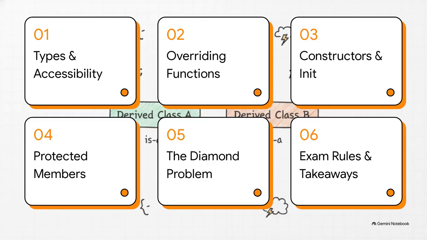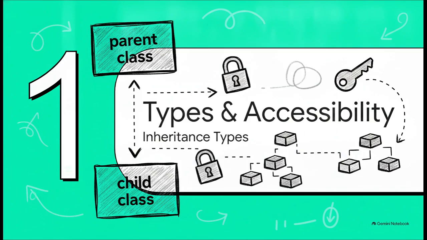Here is our roadmap for today. We'll start with inheritance types and accessibility. Then overriding base class functions, constructors and initialization lists, protected members and access, the infamous multiple inheritance diamond problem, and we'll wrap it all up with key takeaways and exam rules. All right, kicking things off with Section 1, Inheritance Types and Accessibility.